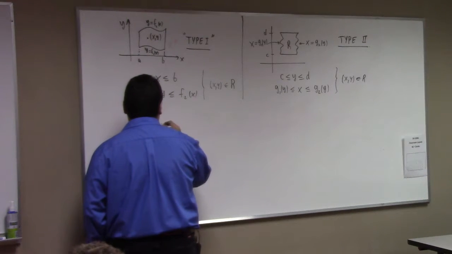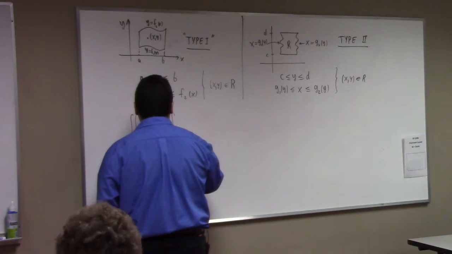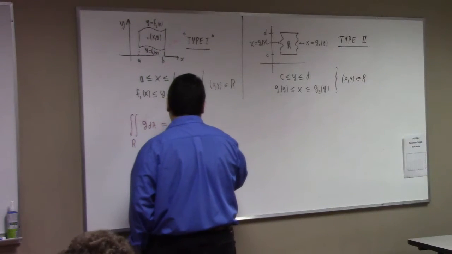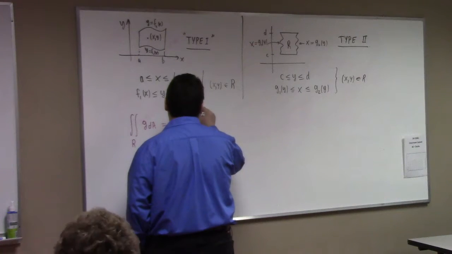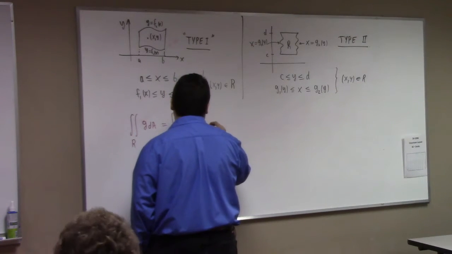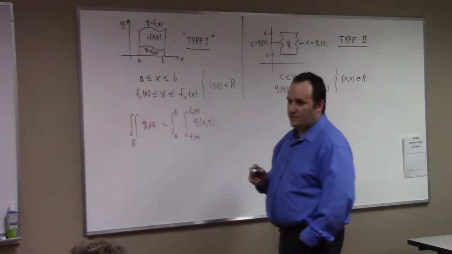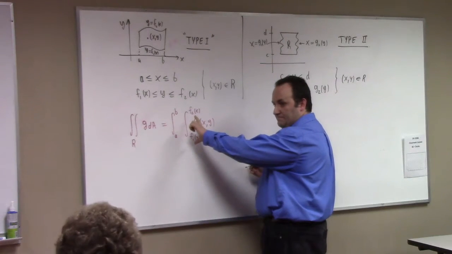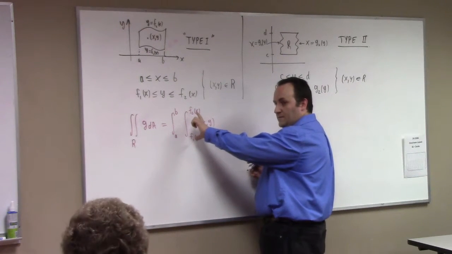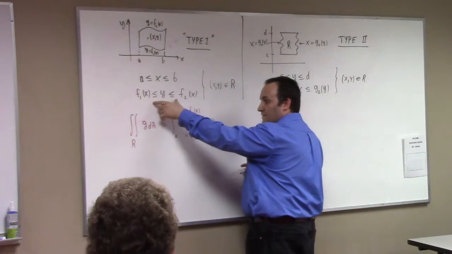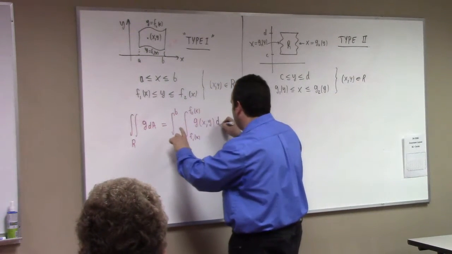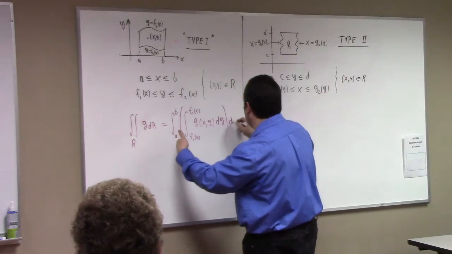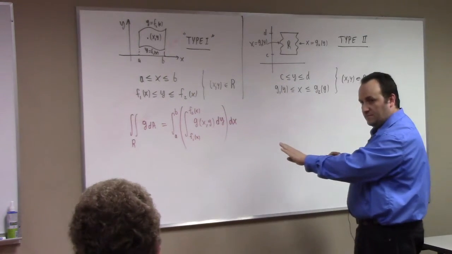g dA, you can calculate it as the integral from a to b, the integral from f1 of x to f2 of x, g of x comma y. And then remember that the bounds get paired inside out. So the f1, f2 bounds go with dy. These describe the bounds for y. That's why this is paired with dy. And then, finally, you integrate over x. This is a type 1 integration.